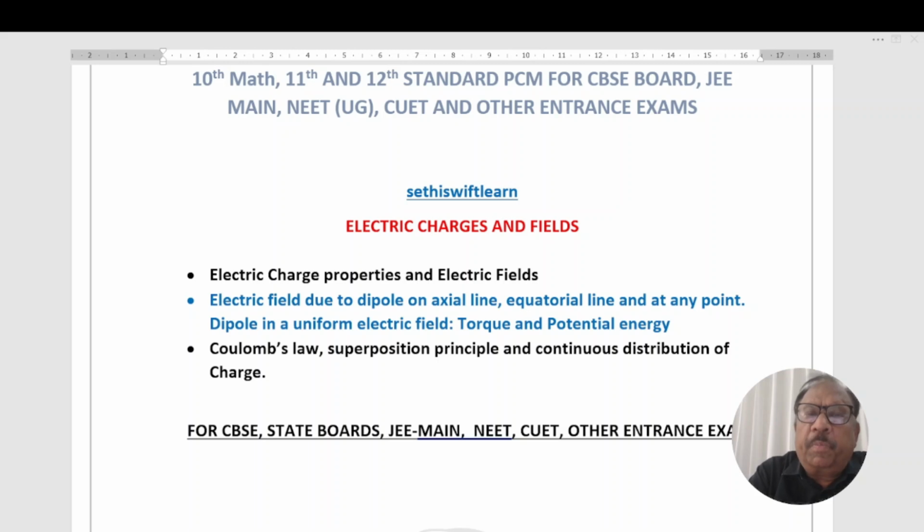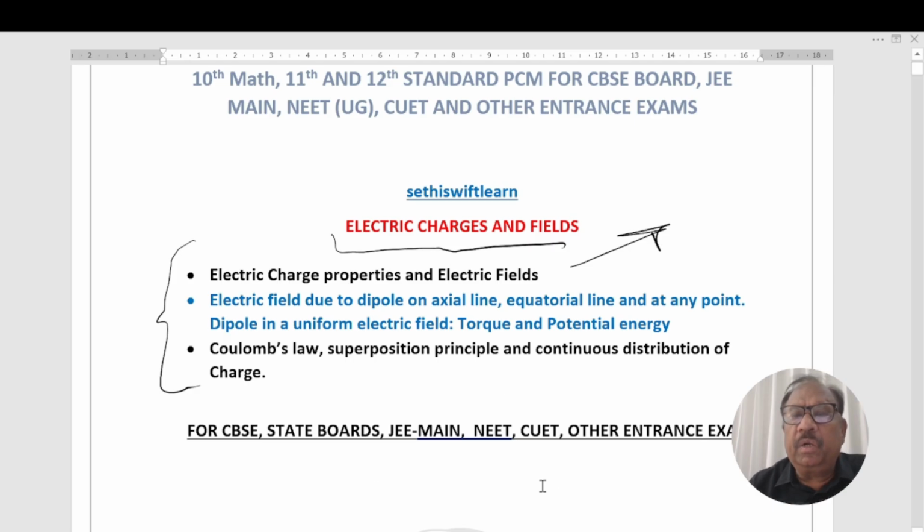In this session on this topic, concepts are going to be clear through illustrations. Being very important, it is requested to go through the session completely. Now let's start the question.